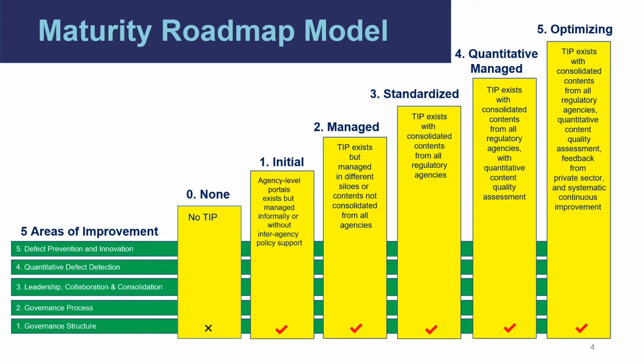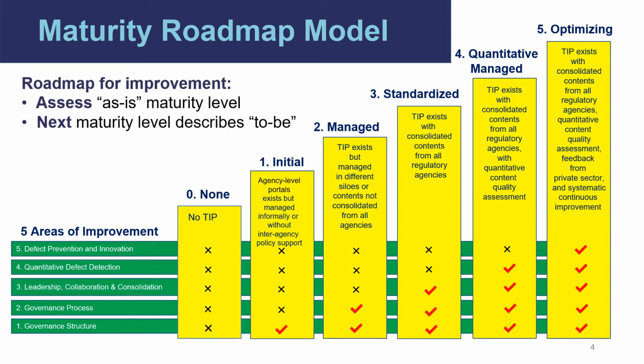In order to reach maturity level 2, a governance process must be added for at least some regulatory agencies to begin coordinating their efforts. Full consolidation at maturity level 3 requires leadership and systematized collaboration, and so on up to higher maturity levels. The model therefore provides a nice roadmap for how a TIP can be gradually improved, allowing us to develop recommendations for improving it based on where it stands on the maturity roadmap.